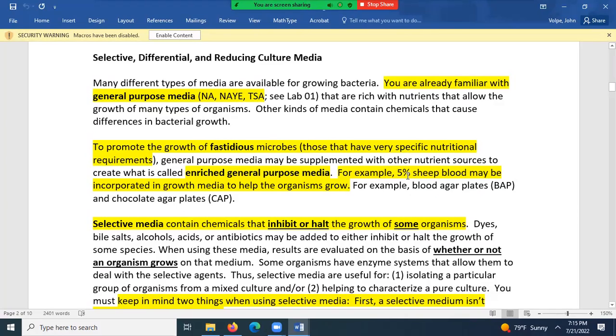And then the red blood cells provide the nutrients that Streptococcus pyogenes requires in order to grow. Any questions about any of that?